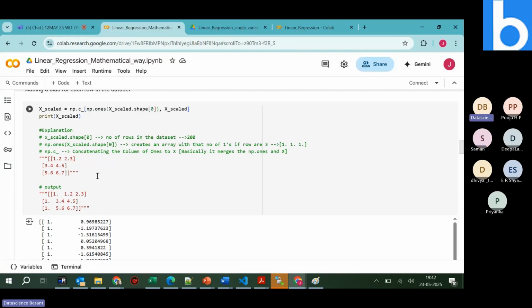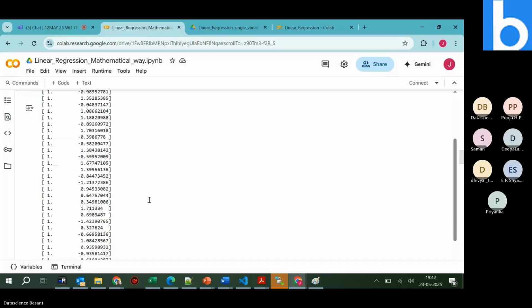Even if you forget, I have given a clear explanation in each cell in the comment section, taking each part, what it is doing and how it is working. I also took a small matrix and explained. So kindly go through.